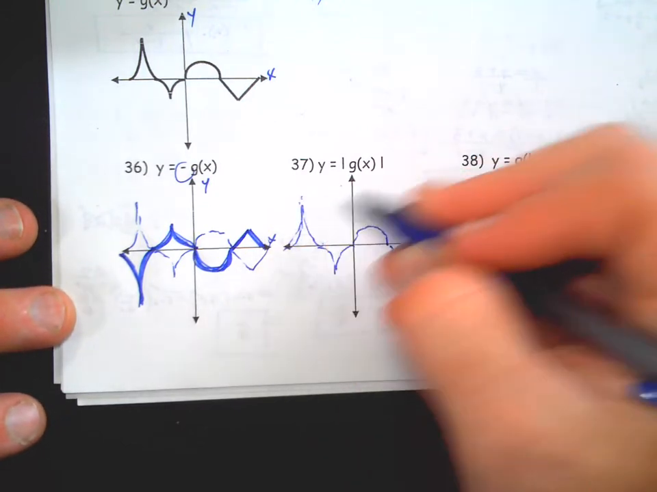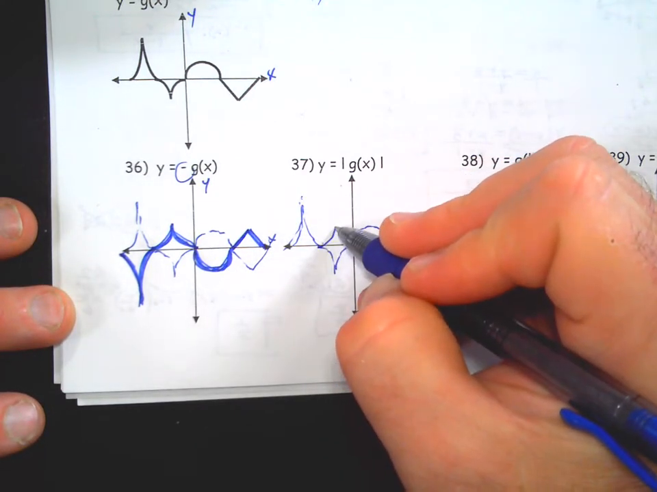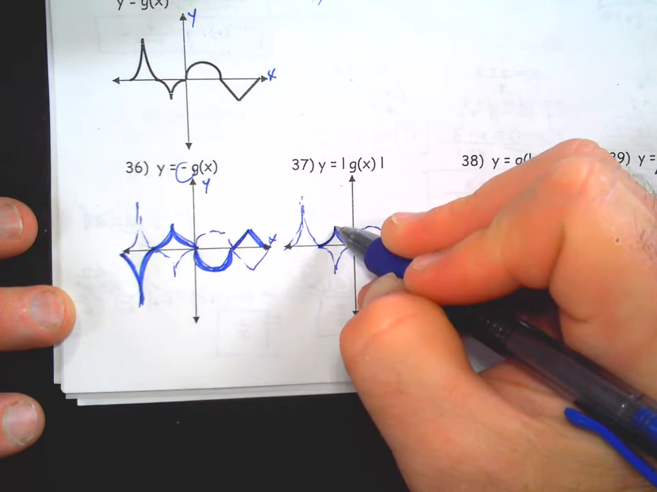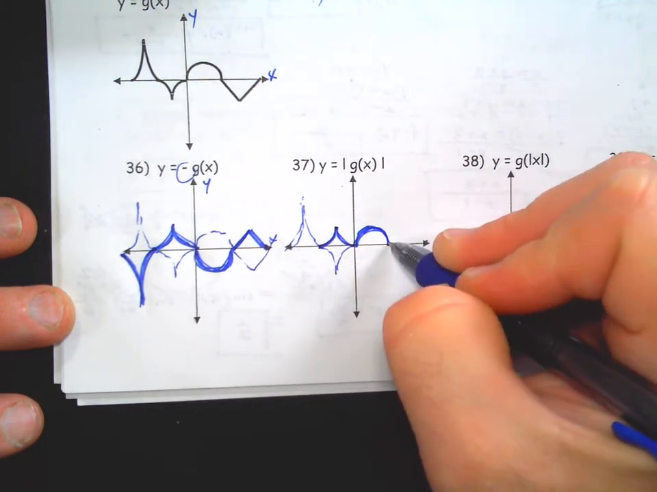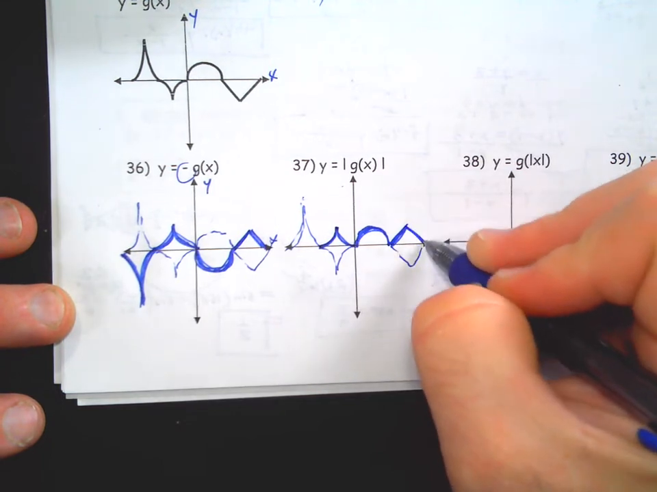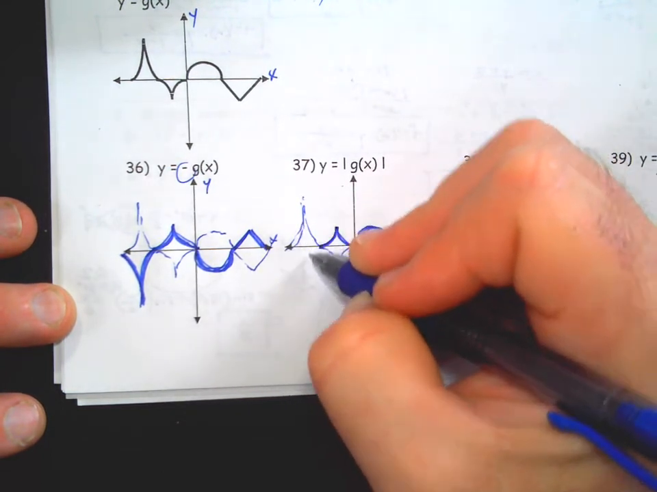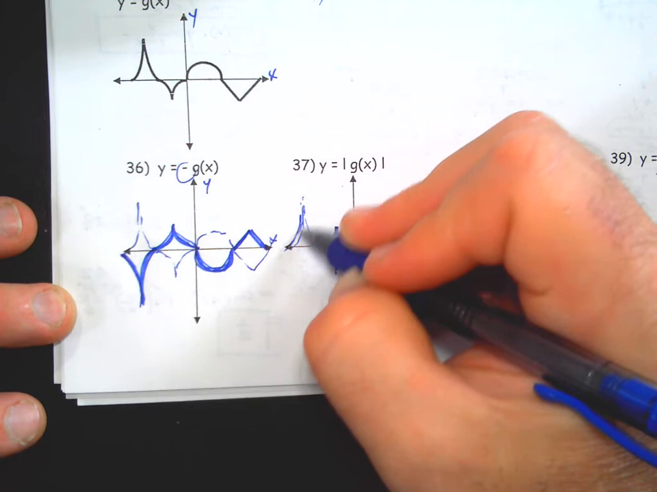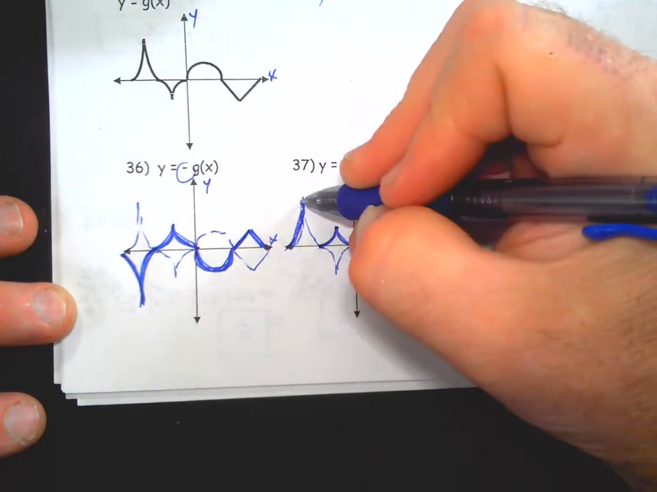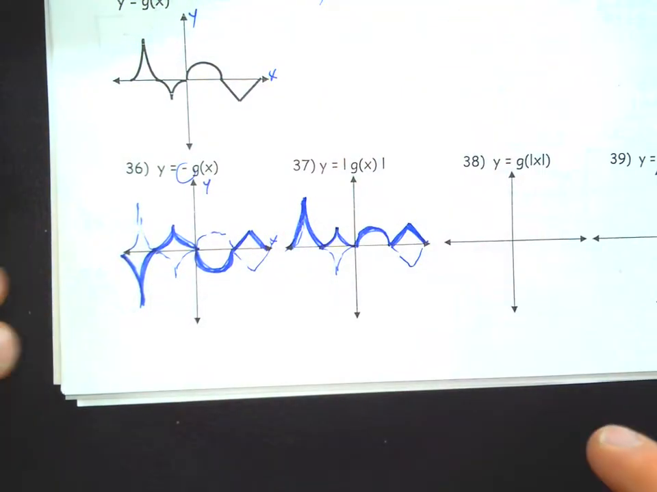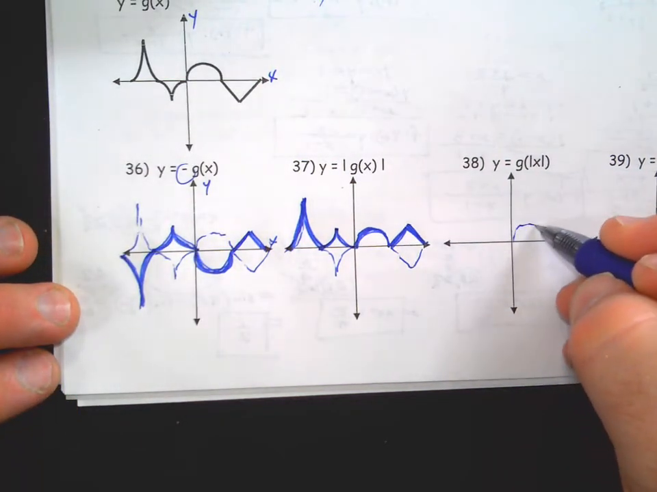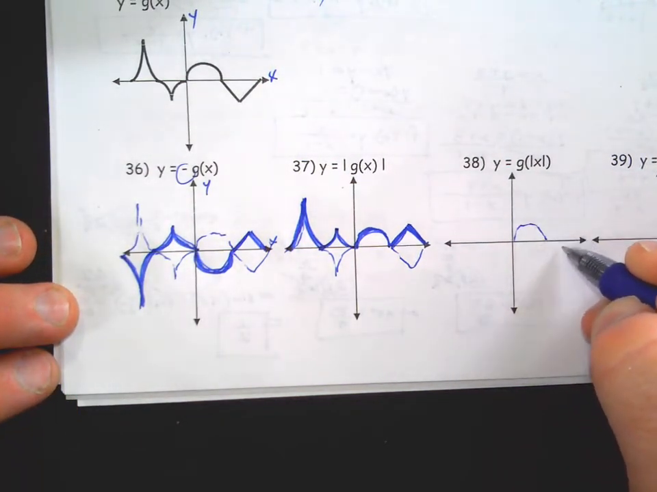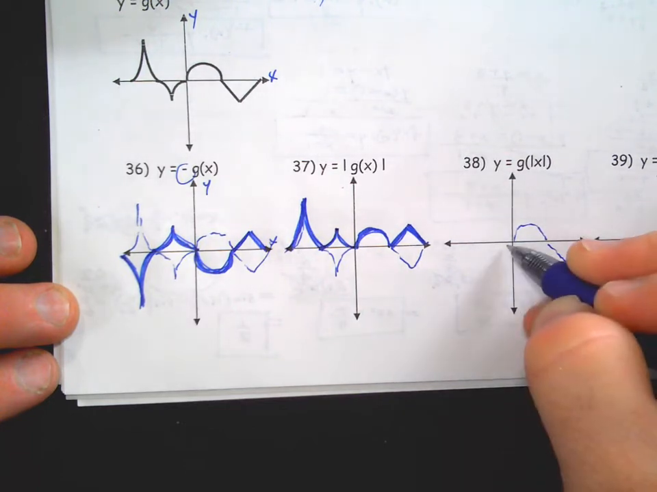Now the absolute values on the outside are going to flip the negative parts up to make them positive. The positive parts stay where they're at because they're already positive. So everything's going to be positive. There you go. That's that one. Okay, next one. I'm just going to sketch it real quick.